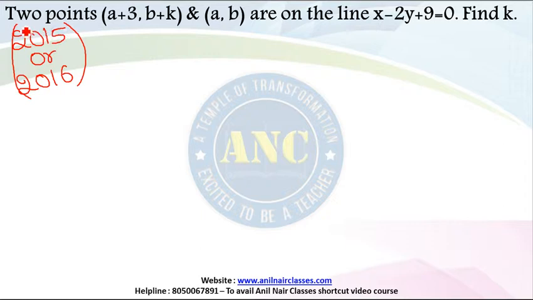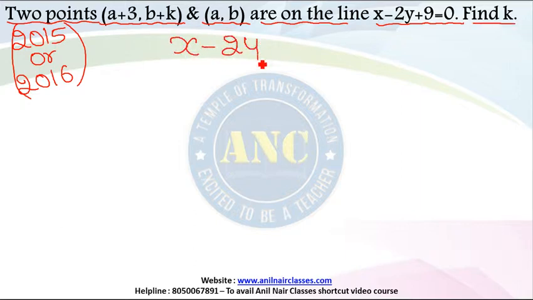Now see here, your question is: the points (a+3, b+k) and (a, b) are on the line x minus 2y plus 9 equals 0. Find the value of a. Now there is a line x minus 2y plus 9 equals 0. There are 2 points. One of the points is (a+3, b+k), and the other point is (a, b).